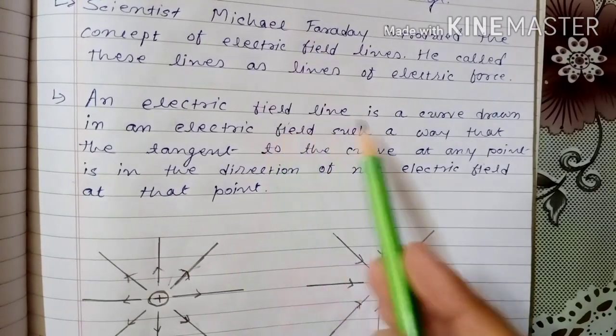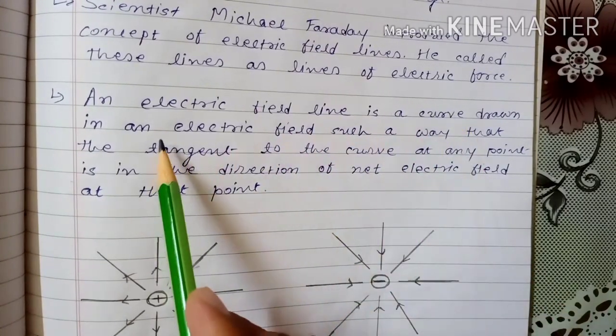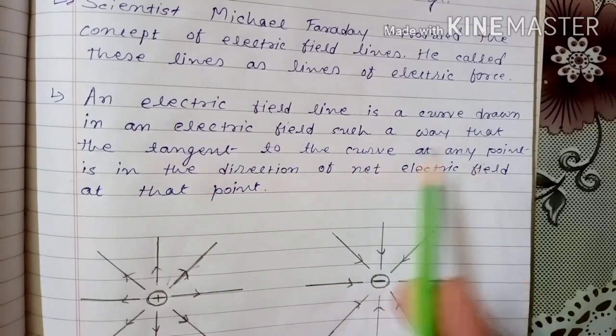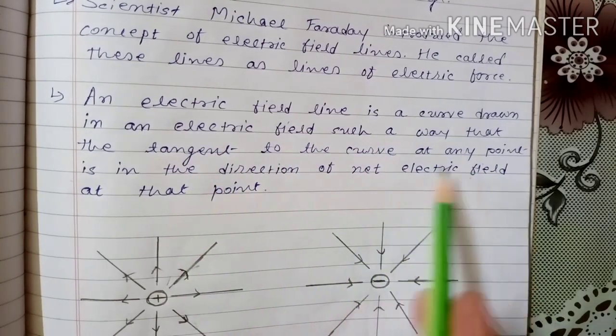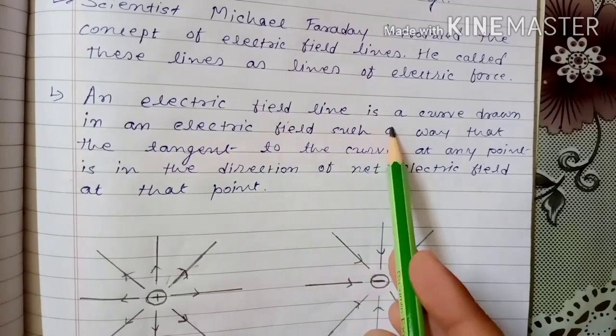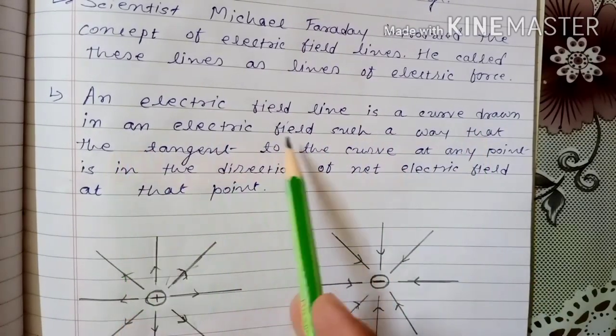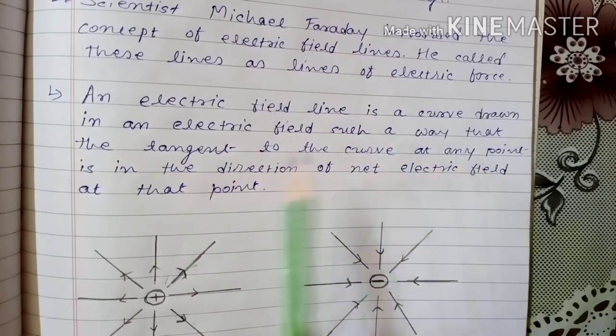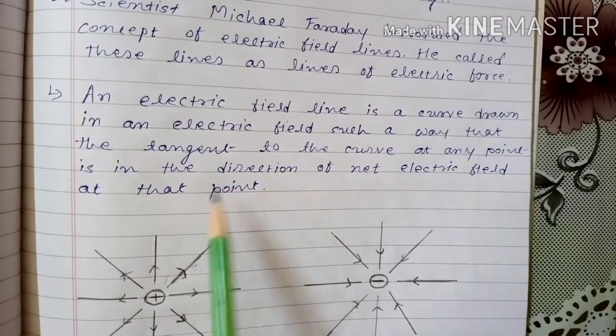An electric field line is a curve drawn in an electric field in such a way that the tangent to the curve at any point is in the direction of the net electric field at that point. This is the definition of an electric field line.